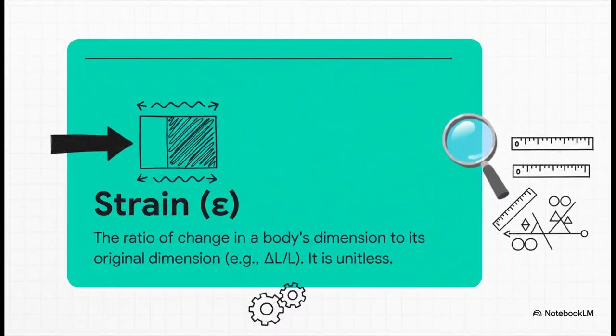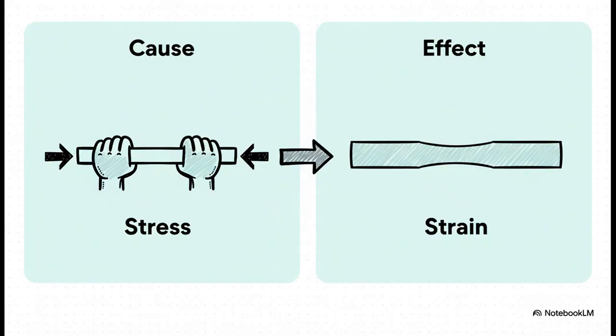All right, so if that's stress, what's strain? Strain is the result. It's the measure of how much the object actually deforms or changes shape. It's a ratio. You just take the change in its dimension, say the change in length, and divide it by the original length. And because it's, for example, meters divided by meters, what happens to the units? They cancel out. So strain has no units. It's a pure number.